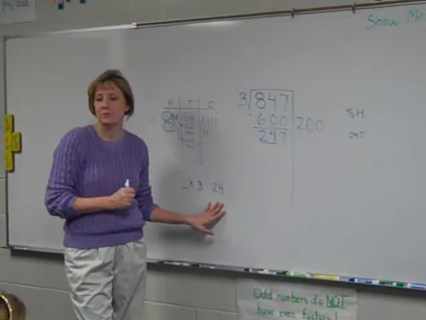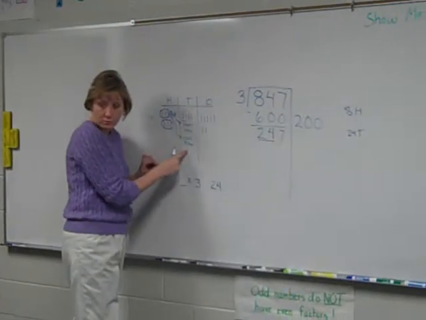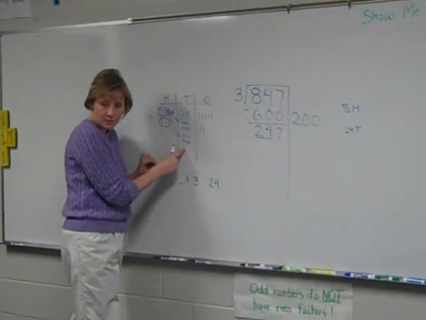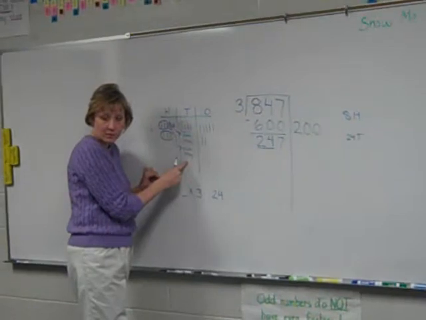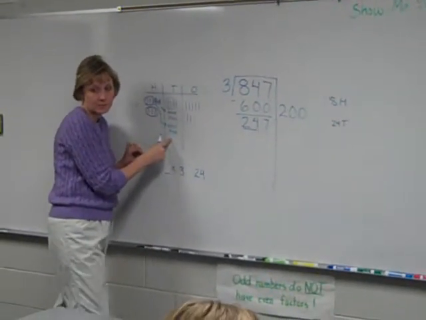What is 8 times 3? 24. Okay, I could actually make 8 groups. But what place am I in? 10. So what would we call it? If it's 8 tens, 8. 80.